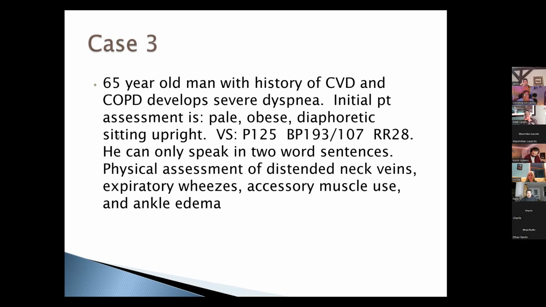His breathing. Yeah, that's a good one. Needs to get in the ambulance and go. His blood pressure, because his ankles are swollen, so he's having blood flow issues. Okay, yeah, that's another good thought. Distended neck veins are a huge red flag.